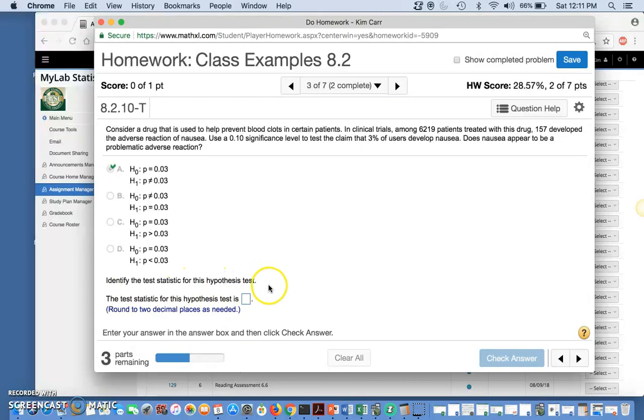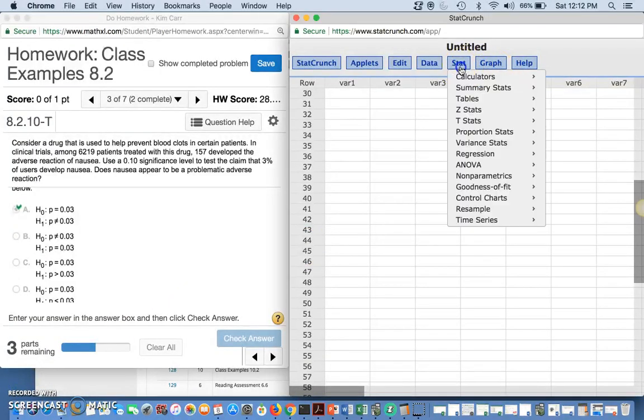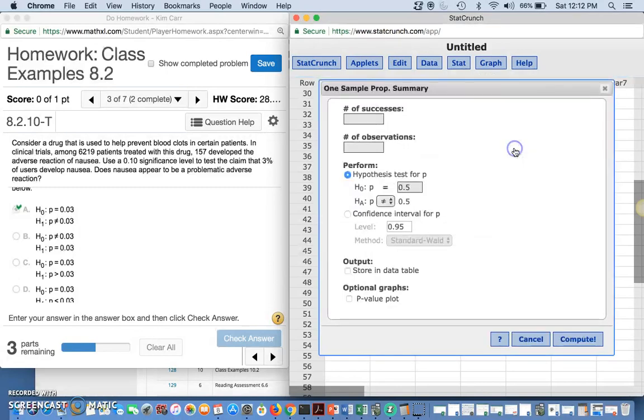Identify the test statistic for the hypothesis test. Okay, how am I going to identify the test statistic? I don't have it yet. I've got to go to StatCrunch. Okay, we go to Stat, and we're dealing with proportion stats. We've got one sample, and we're going to be dealing with summary data. All right, number of successes.